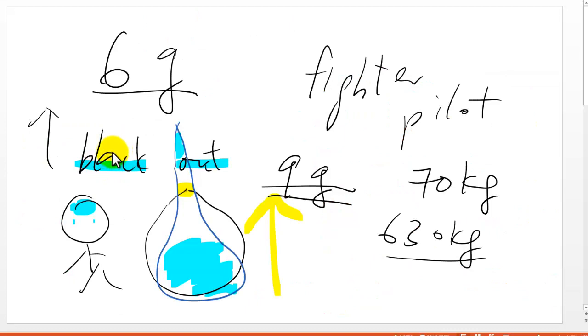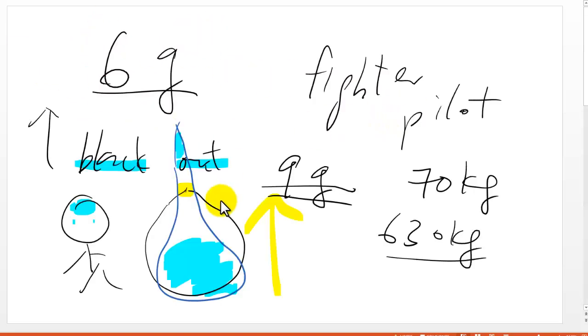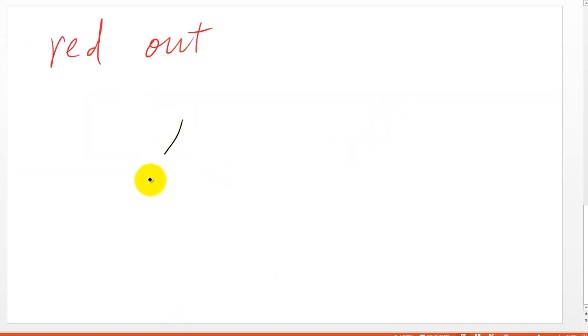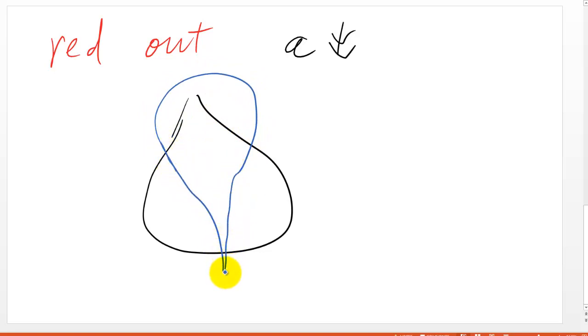Speaking of the blackout earlier, for the acceleration going up, for acceleration going down, we also have a similar scope of what will happen, but of course it will not be blackout. We would call it something called red out instead. So just the same idea as in the balloon case. Originally, let's say the balloon looks like this. But then what happens when you have acceleration going down is you try to pull the balloon down. And so in that case, you can imagine the balloon may have mainly the water here, then little water at the bottom.